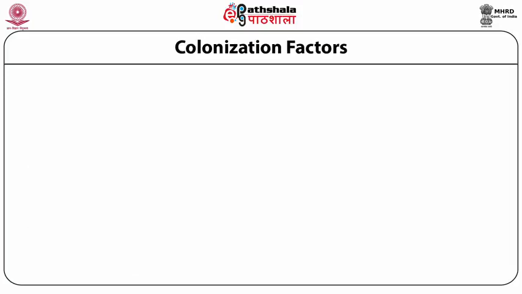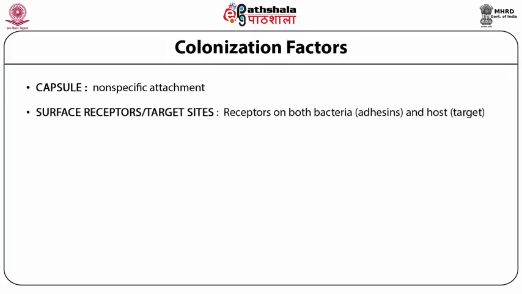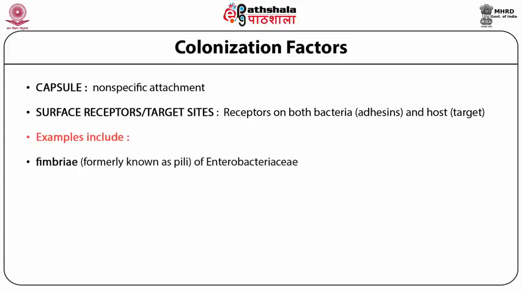So first, taking colonization factors. These factors help in attachment of bacteria to the receptors on the cell. The first one is the capsule, which causes non-specific attachment. The second is surface receptors or target sites, which cause specific attachment. So there is specific binding of ligand with the receptor, and an example of this kind of specific binding is fimbriae, formerly known as pili, of the Enterobacteriaceae family.